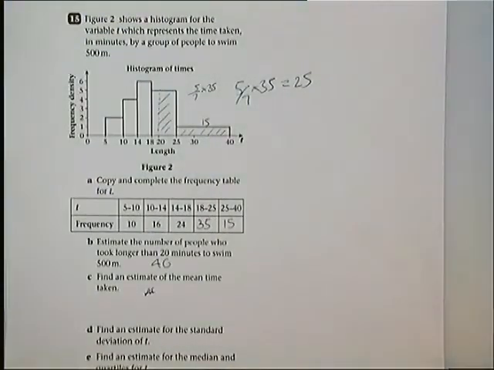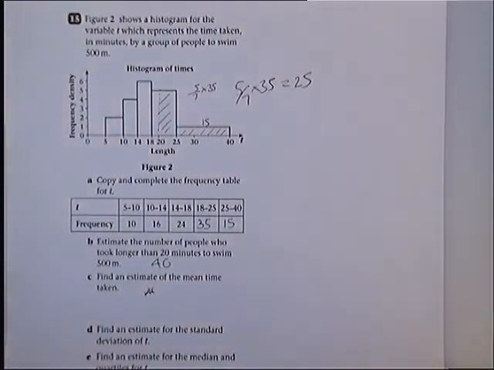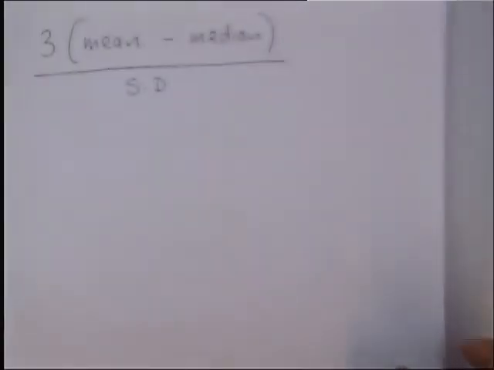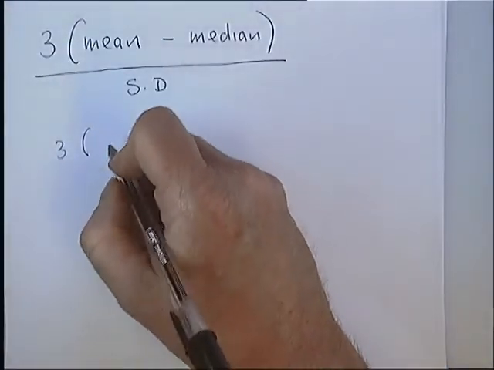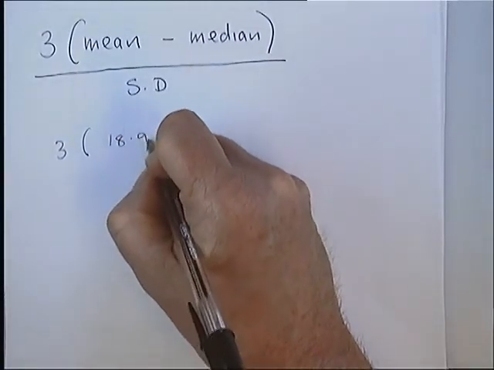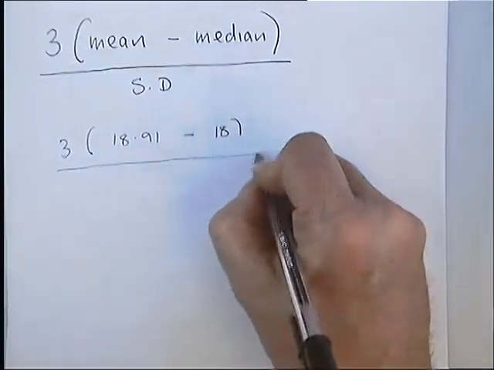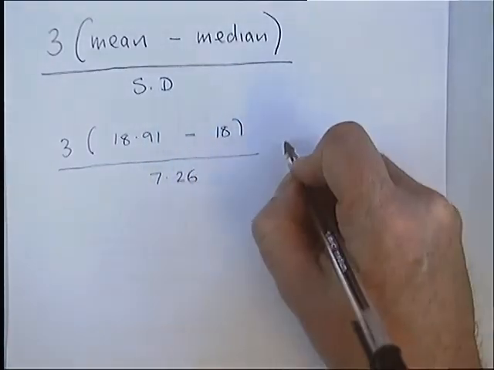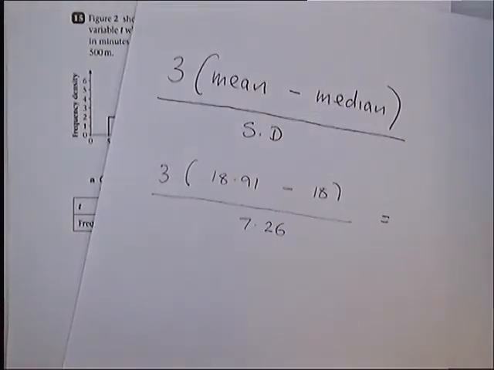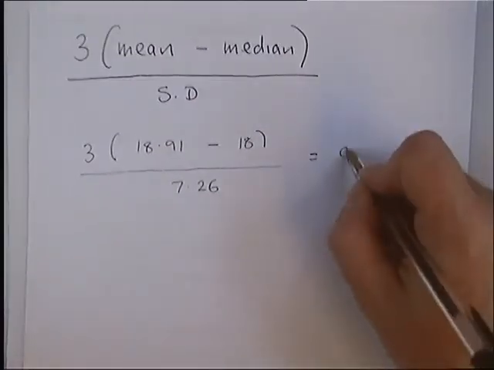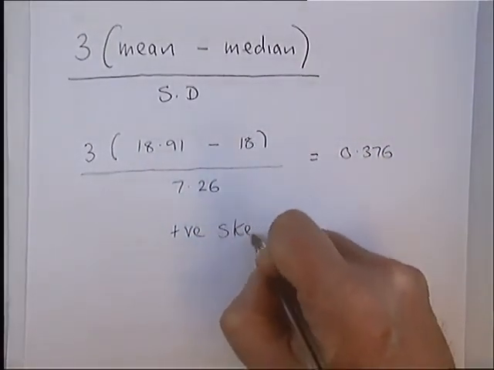So we've done all the hard parts of the question, and we now come to a fairly simple part, calculating the measure of skewness. Even if you made some mistakes earlier, providing you put in the answers that you got, you'll get your answers correct here. So you've got 18.91 minus the median, which we calculated as 18, divided by the standard deviation, which was 7.26. If you use your calculator to work that out, you will come out with a score of 0.376, and so we simply describe that as positive skew.